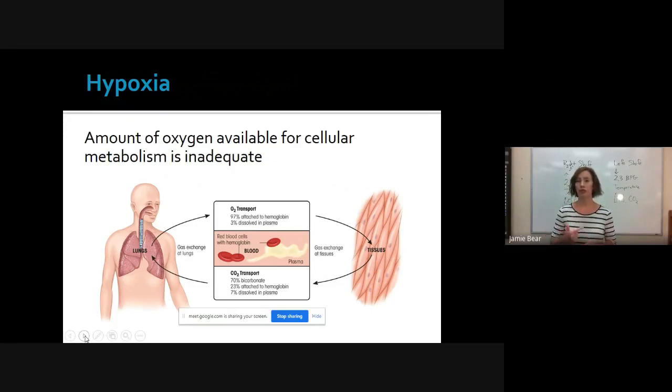Then via cellular respiration, our tissues make carbon dioxide. The carbon dioxide molecule is transported, same thing, mostly on the red blood cell, but also dissolved in plasma. And then the majority of it is attached to bicarb. And then that gets taken back through the lungs and exhaled out through ventilation.